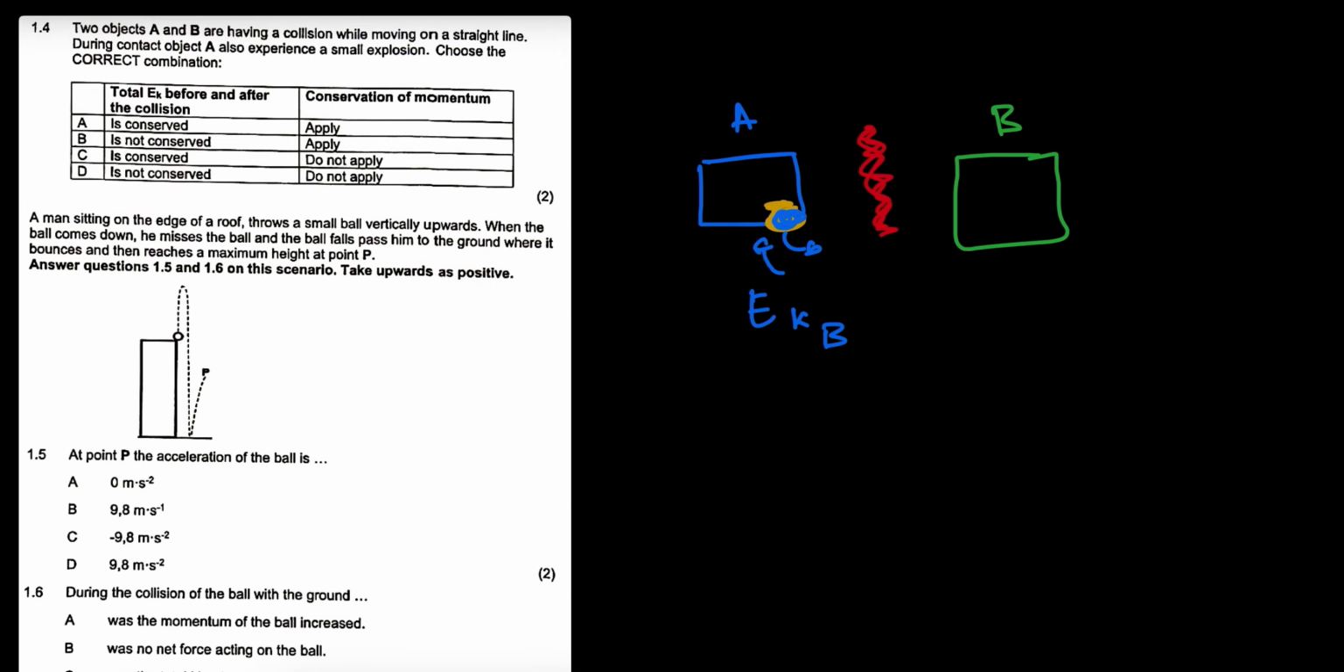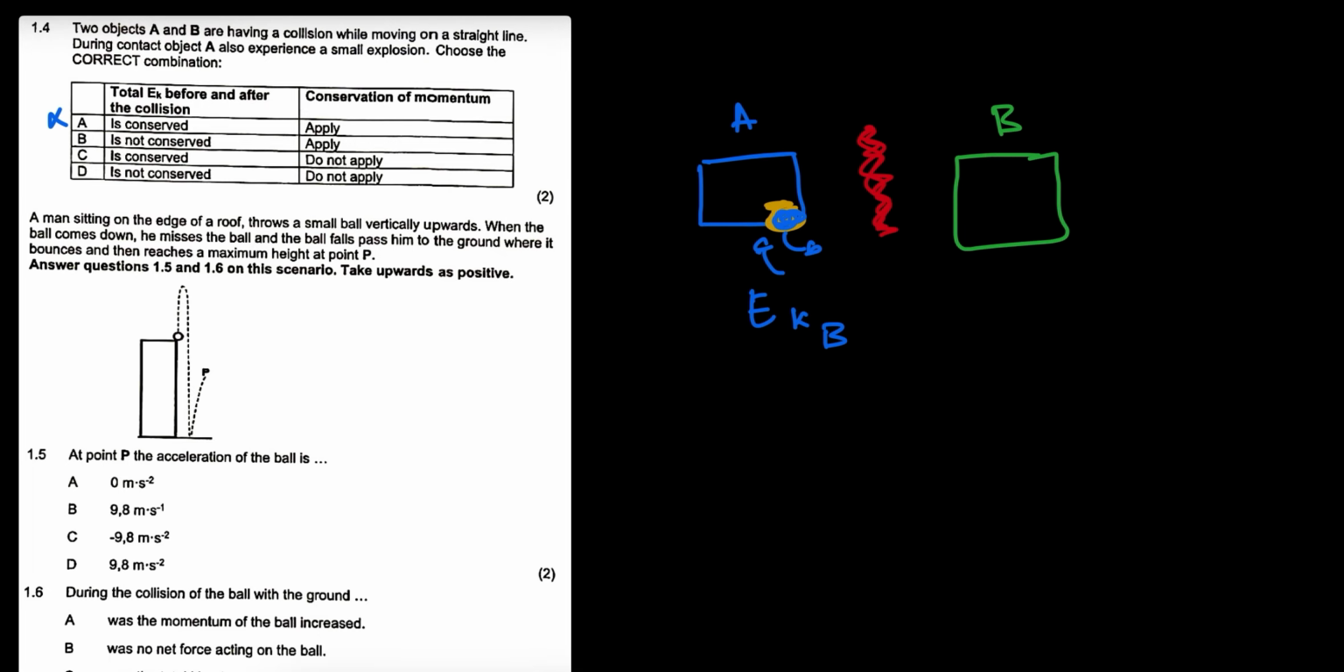If it experiences the explosion, that loss or gain of energy is going to affect the kinetic energy of object A, because if something explodes, it gains speed due to the explosion. That speed makes body A move faster, which means we are having more kinetic energy. So kinetic energy before for object A is going to be less than kinetic energy after because of that explosion. So A is not going to be correct.